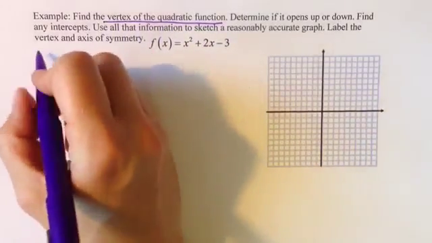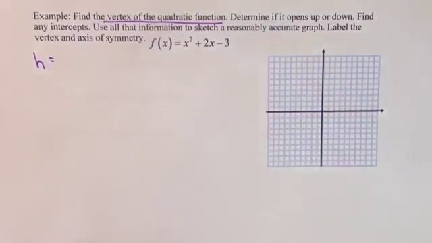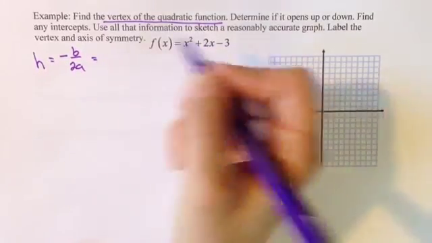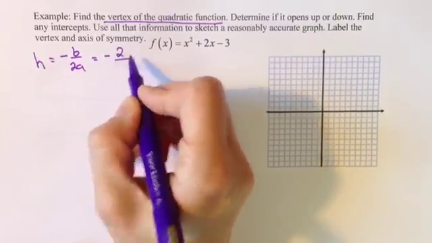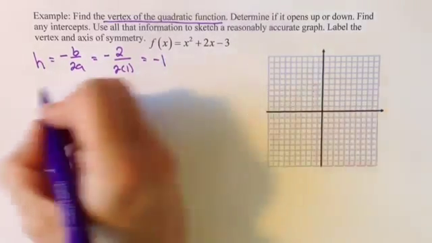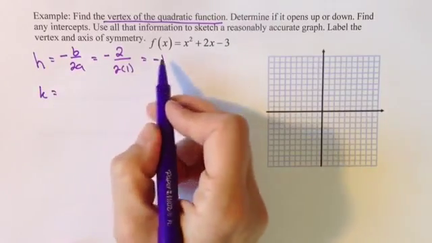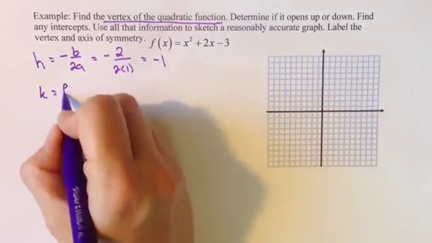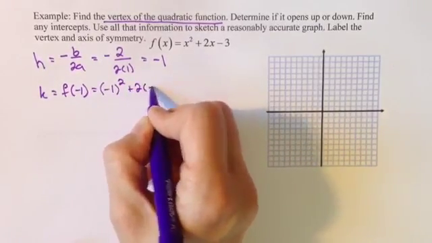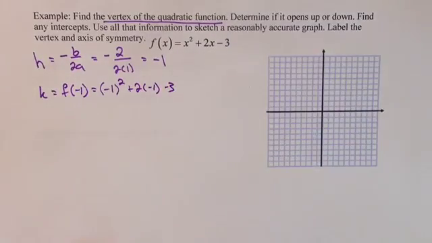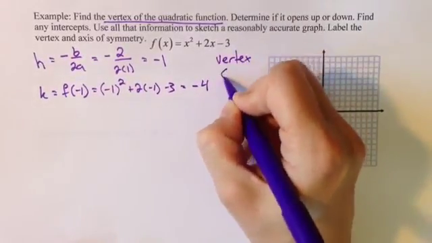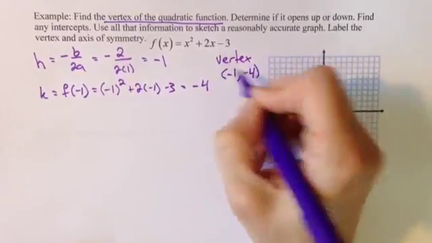So remember that the vertex formula says that the x-coordinate, or h, of the vertex is negative b over 2a. So I take my b and my a, plug them into that formula. b is 2 and a is 1. Simplifying, this will give me negative 1 as the x-coordinate of the vertex. To find the y-coordinate, or k, we plug that negative 1 back into the equation. You could write that as f of negative 1 if you wanted to. I'm going to have negative 1 squared plus 2 times negative 1 minus 3. When I simplify all that, I'm going to get the number negative 4. So the vertex occurs when x is negative 1 and y is negative 4.